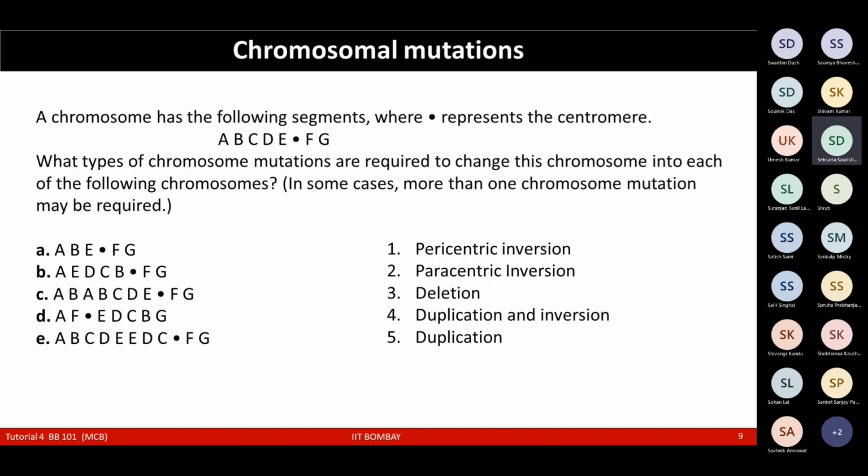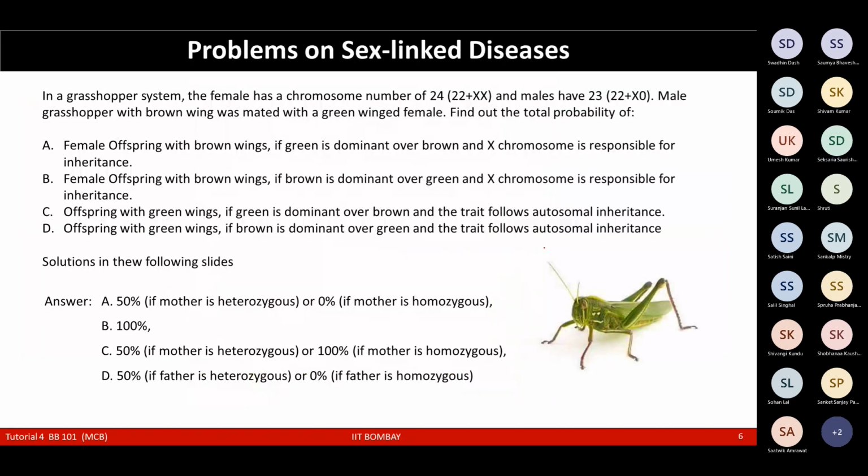I had a doubt regarding the language of the question. Can I ask? In the A statement, when they mean female offspring with brown wings, are they asking that if the offspring is female, what is the probability of having brown wings, or what is the probability of female offspring and brown wings? I didn't get your question actually. Can you speak a little louder?